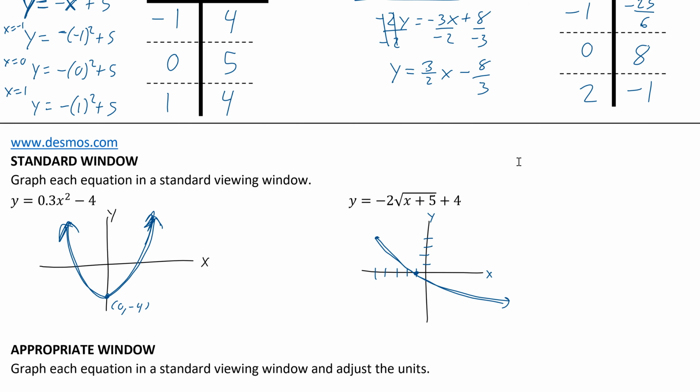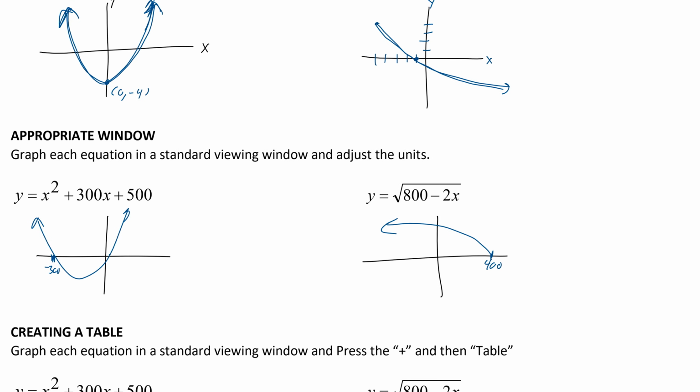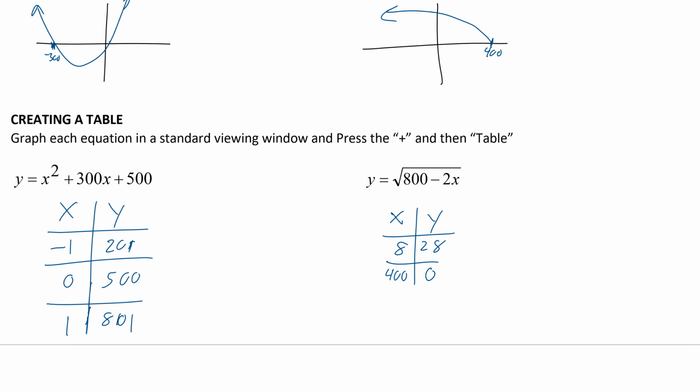So you're going to have basic stuff you enter in, just like here, where it's a nice standard window. You're also going to have to adjust the window by scrolling out or playing with a little wrench to adjust the settings. And you're going to have to make tables to find values. So that's how you're going to do it.